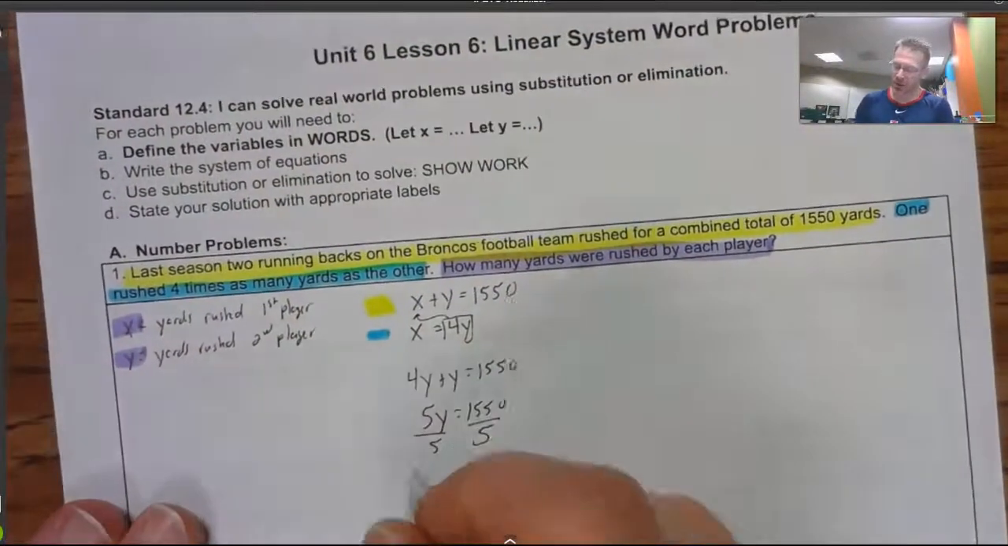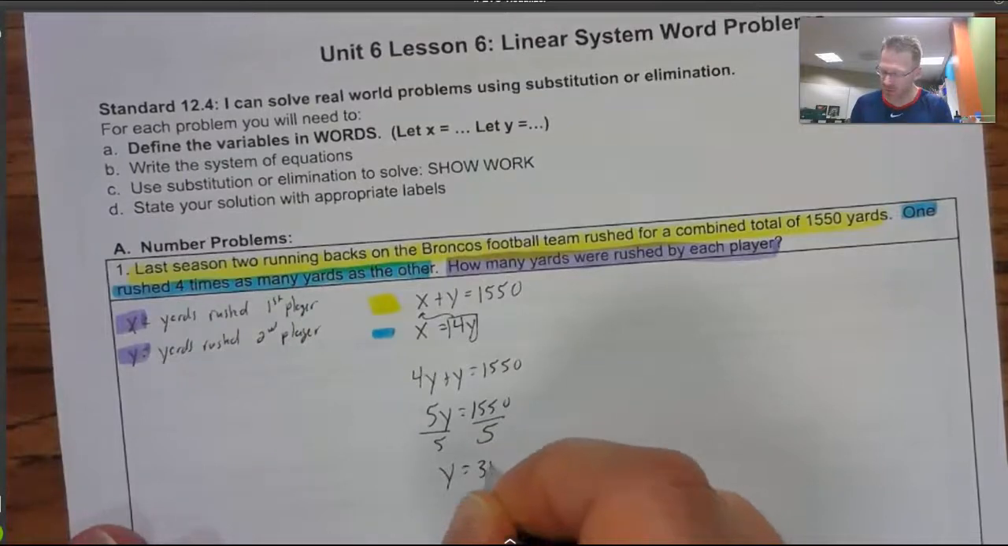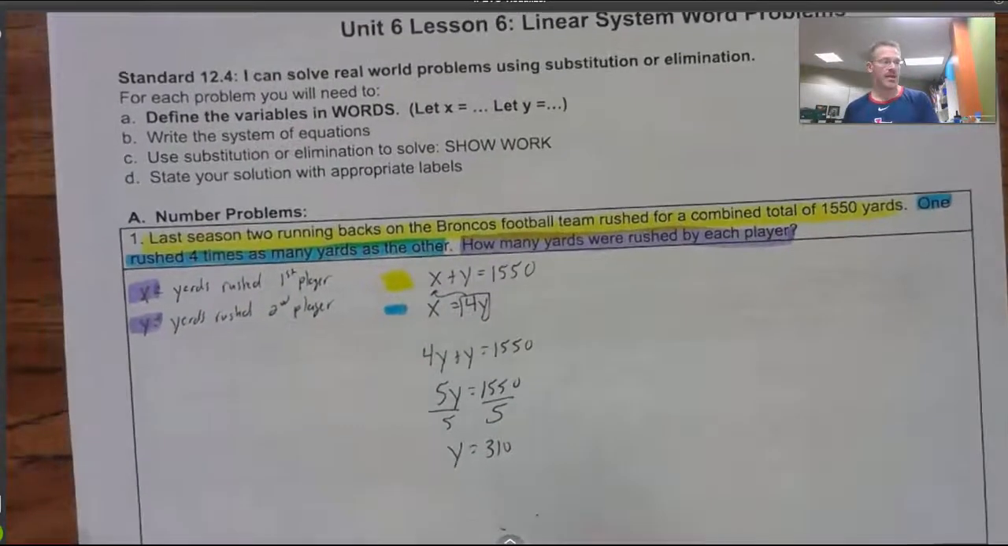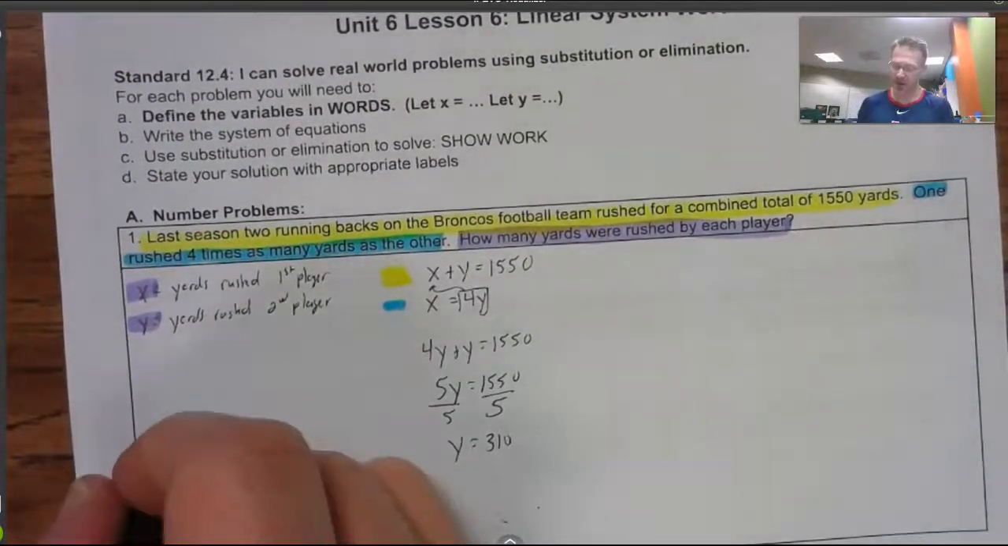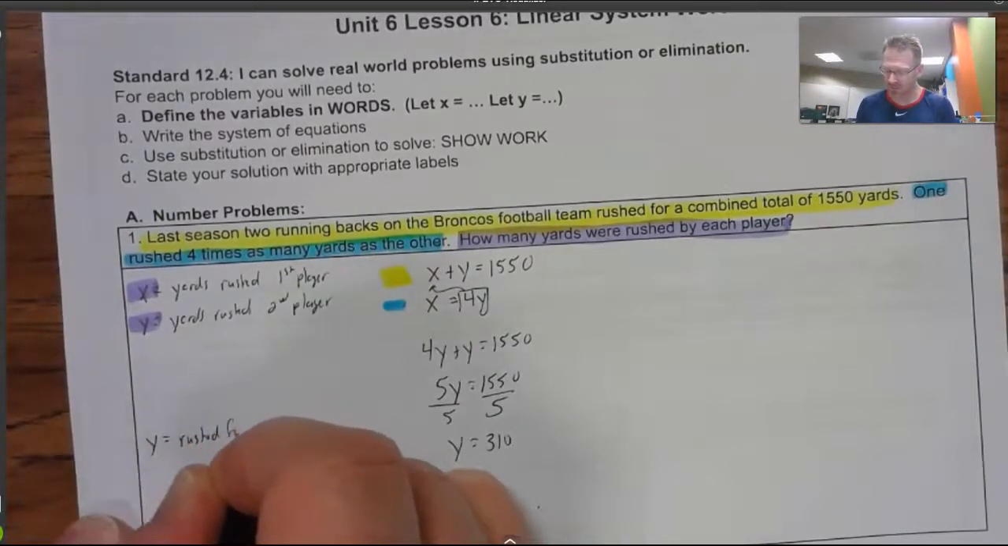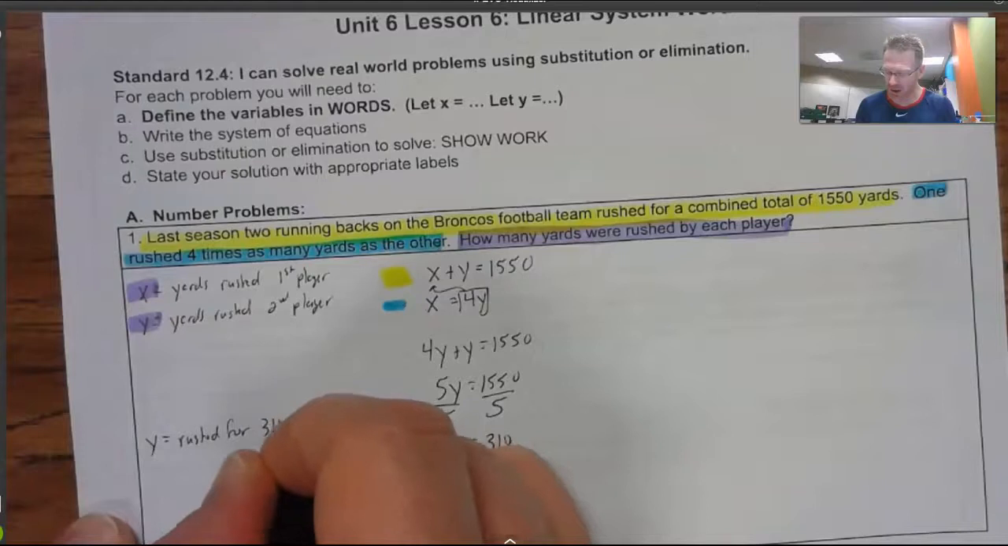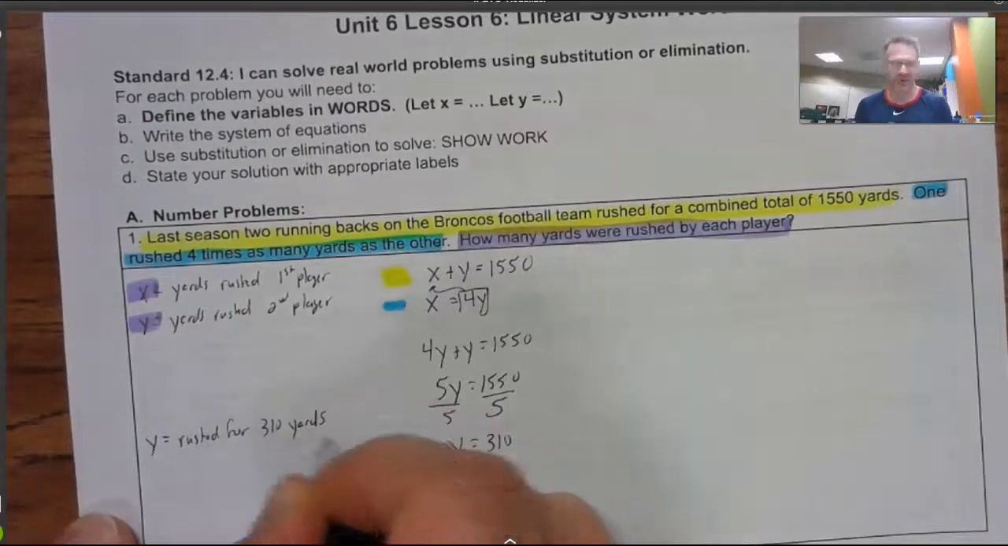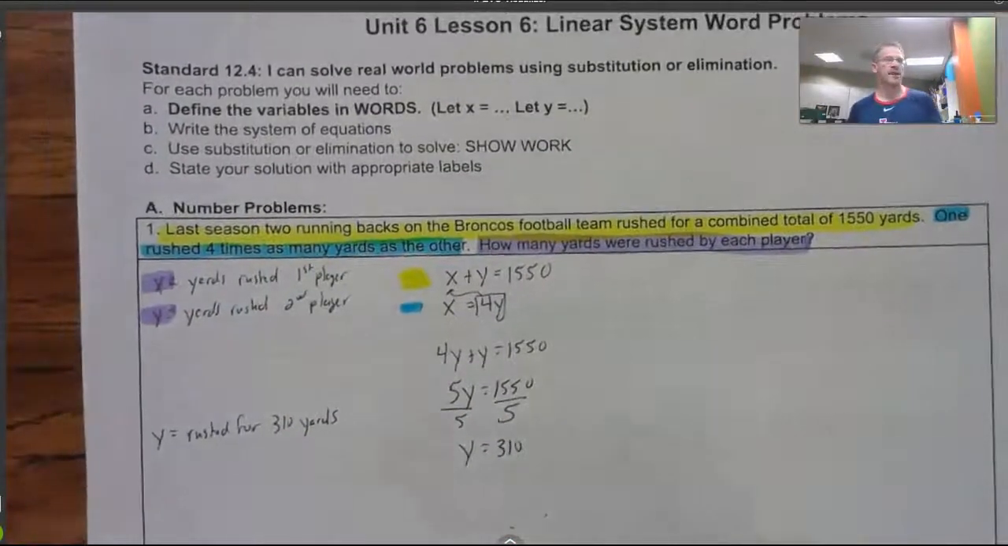So that means one of our running backs rushed for 310 yards. And that's y right here. So y rushed for 310 yards. And that's what we mean by labels. We're just going to put a little bit more specifics when we answer the question: rushed for 310 yards.